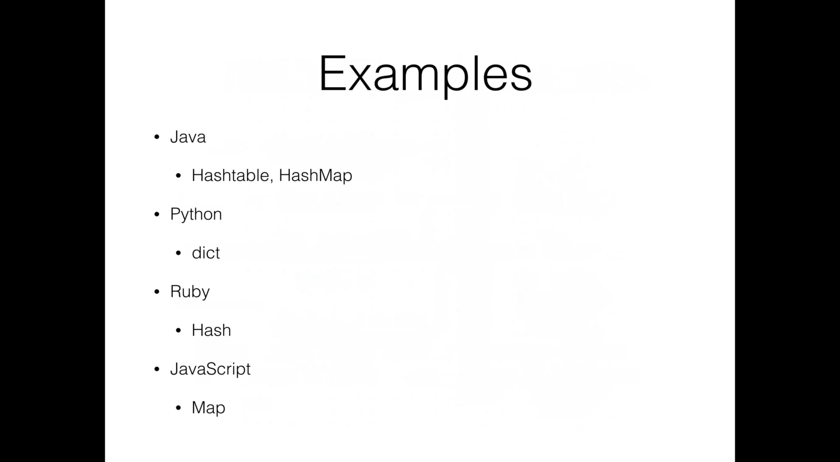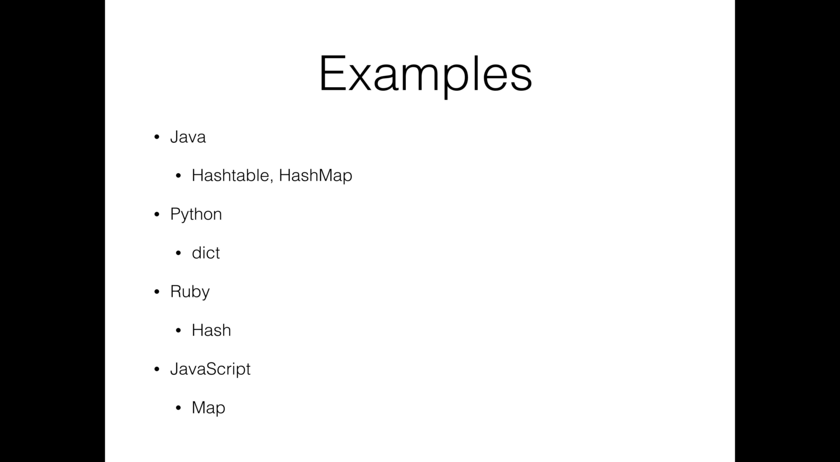Okay, so here are some examples of implementations of hash tables. Java has Hashtable and HashMap. I remember looking that up every time I do Java, like what's the difference between Hashtable and HashMap? I think it has to do with one of them being synchronized and one of them not, so one of them is thread safe. Python has a dictionary, Ruby has a Hash object.